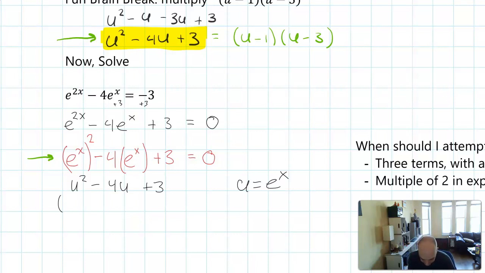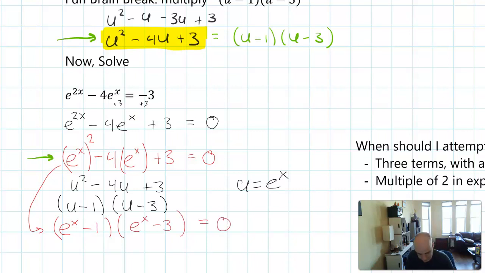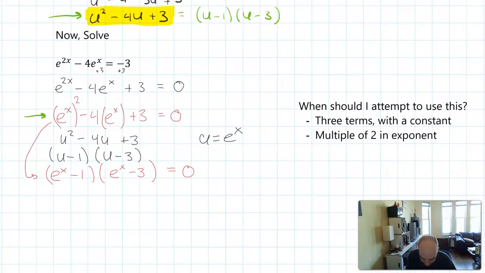Well, that would factor into u minus 1, u minus 3, based on the work we did above. So then this expression would factor into e to the x minus 1 times e to the x minus 3 equals 0. If you don't believe me, multiply those things back together with the e's in there and see what you get. You're going to get the same thing that you started with.